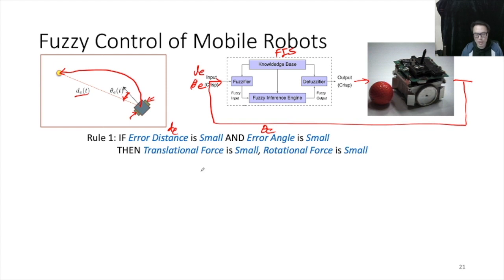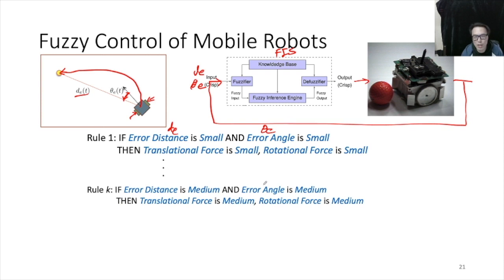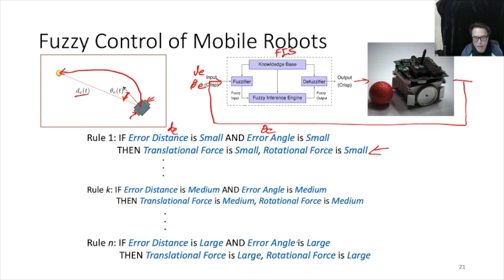When the error distance is medium and the error angle is medium, both forces will be medium. Because the error distance and error angle are medium, we need a larger force than in the previous case, so that the robot will go to the target point as soon as possible. Now, if the error distance is large and the error angle is large, both forces will be large. In between, we have different combinations. For example, error distance is small and error angle is medium. So we have different combinations for translational force and rotational force. We have to compute this rule base so that it works.